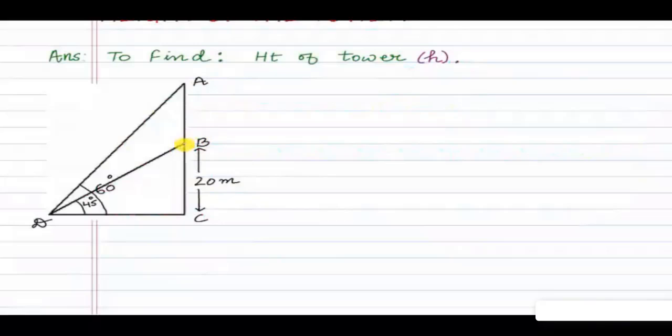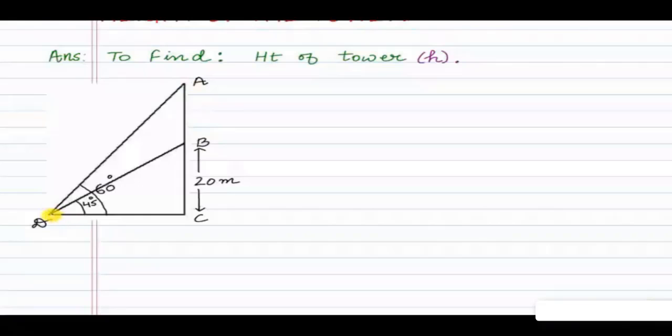Now first, let us understand our question with the help of our figure. In this question, we are given a building BC which is 20 meters high. On the top of the building BC, a transmission tower AB is fixed. This is our transmission tower.